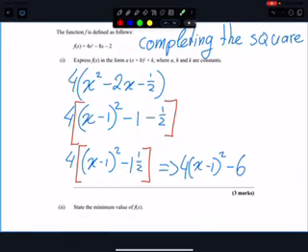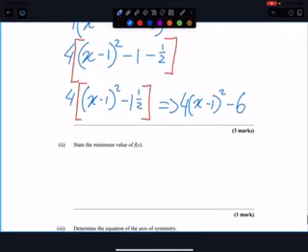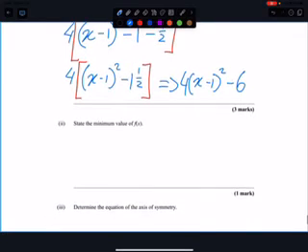Find the minimum value of f(x). Wow. You practiced this. 1 mark. You can just write it. What is the minimum value of f(x)? f(x) represents y. What is the minimum y value of this function? That's it. There it is. It's written there. Minus 6.